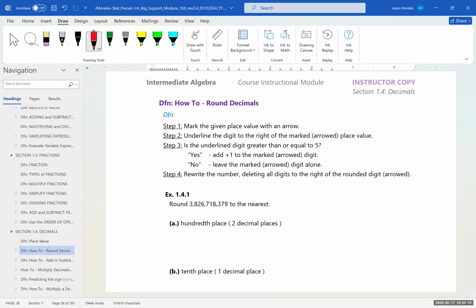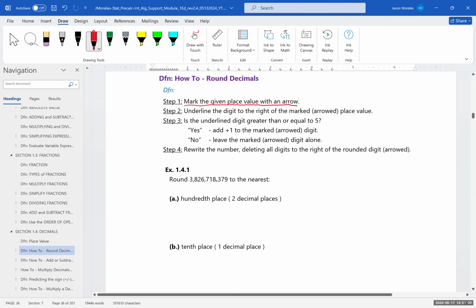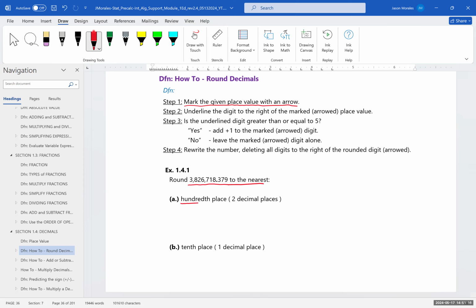You may have learned these steps differently in the past. But this is just what I'm going to show to clearly enunciate how I'm going to go about rounding decimals. So step one is to mark the given place value with an arrow. Let's walk through these steps with this example down below. We want to round this number to the nearest hundredth place. So step one is to mark the given place value with an arrow.